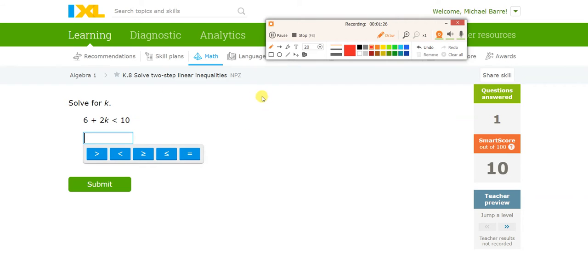Same type of problem. There will not be a flip on this one though. Subtracting 6 from both sides, 2k is less than 4. Dividing by 2, k is less than 2. No flip because I divided both sides by a +2. k is less than 2.